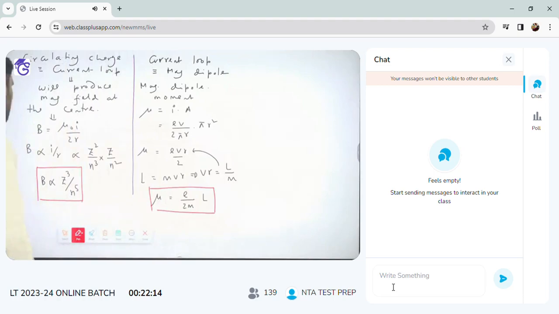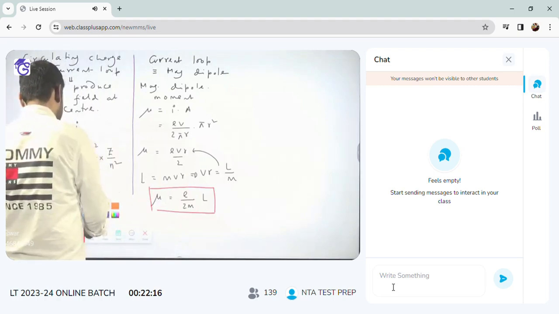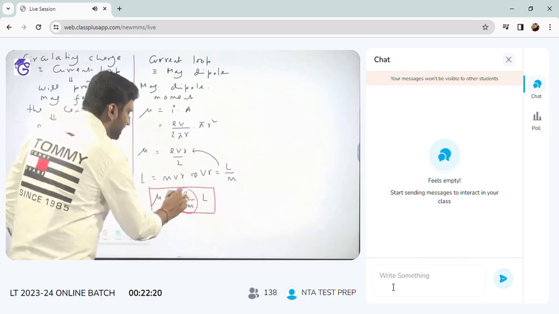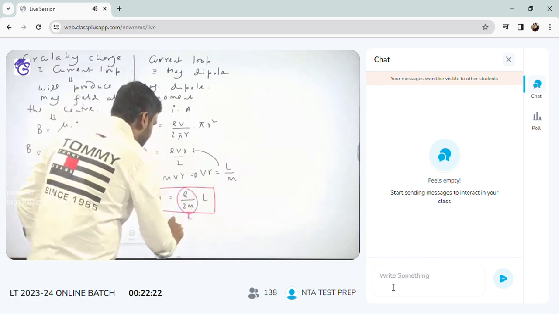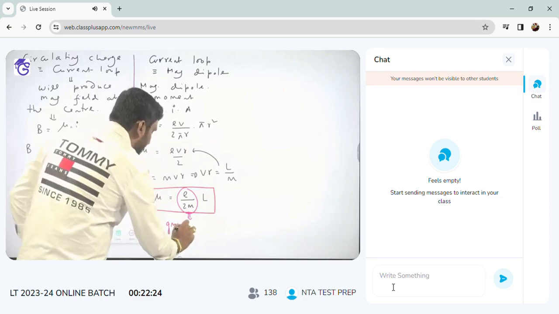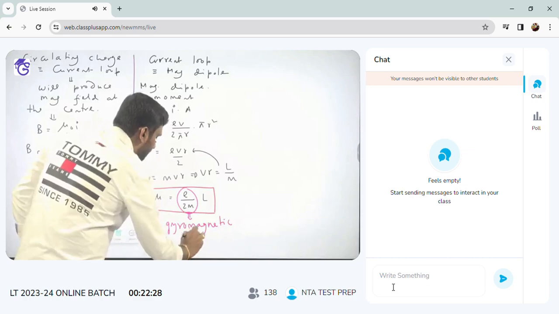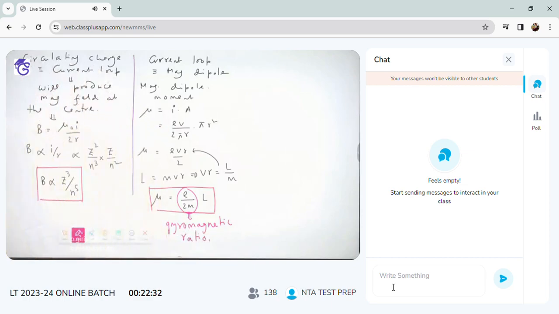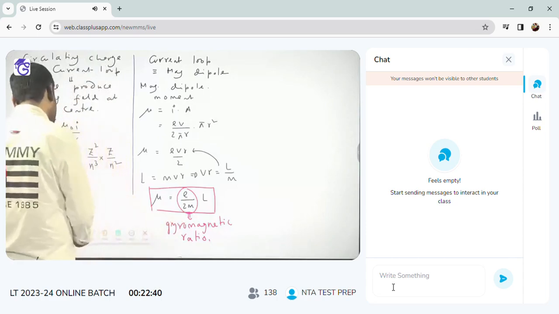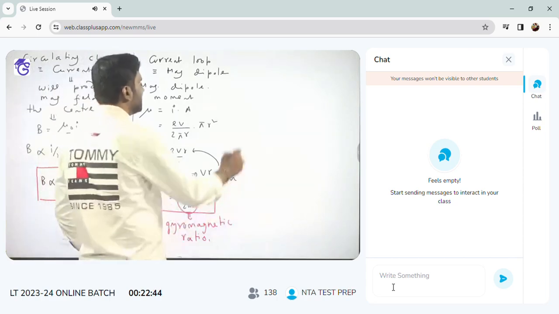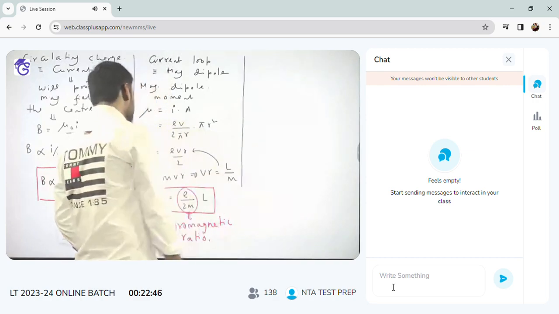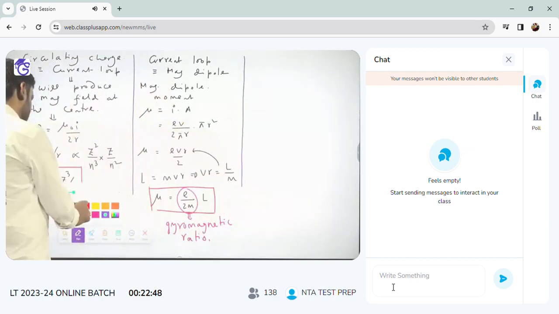Now look at this factor. This factor is e by 2m. It has a specific name, and all of you need to remember. e by 2m is called the gyromagnetic ratio. It's a constant term. Yes, absolutely. Everything is connected. We will go on further.